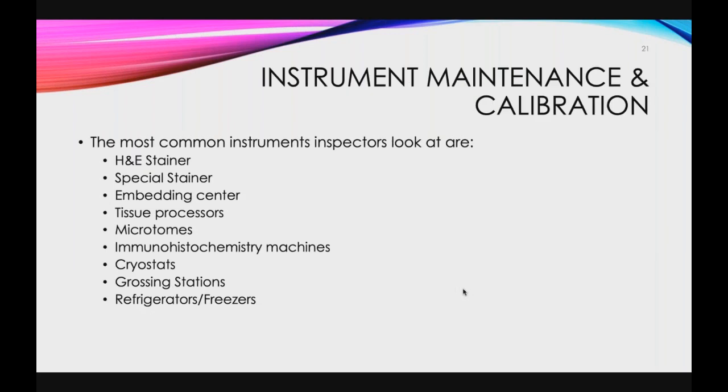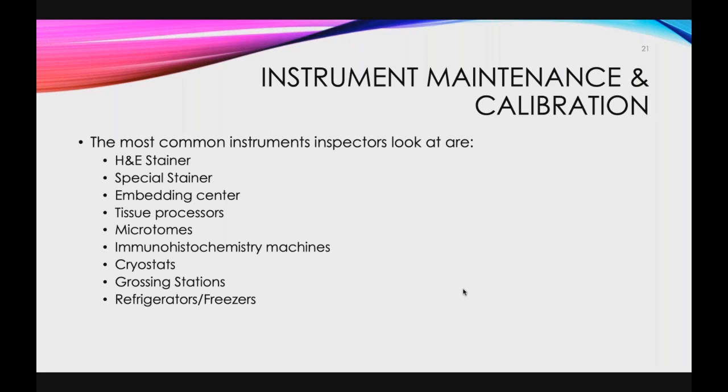The next one is instrument maintenance and calibration. Basically, this is every instrument in histology. The most common, obviously, are your H&E stainer, special stains, embedding center, tissue processor, microtomes, immunohistochemistry, cryostats, grossing stations, and last but not least, refrigerators and freezers.